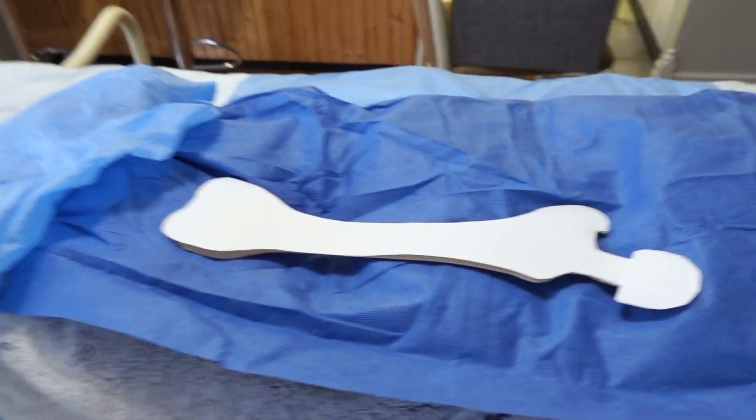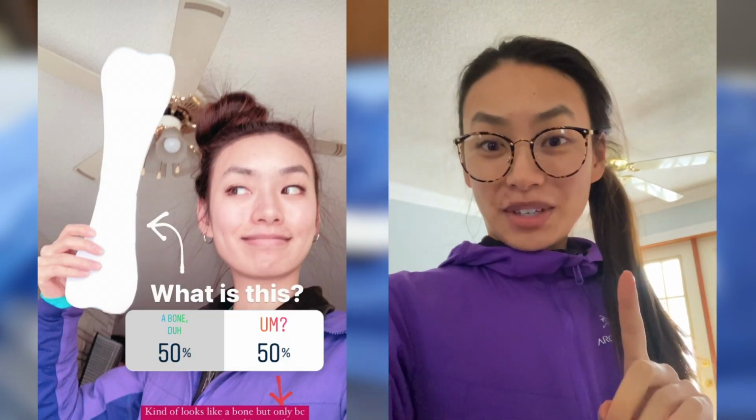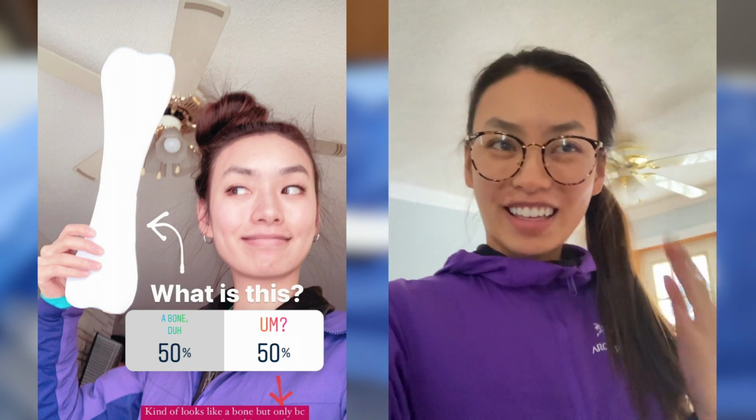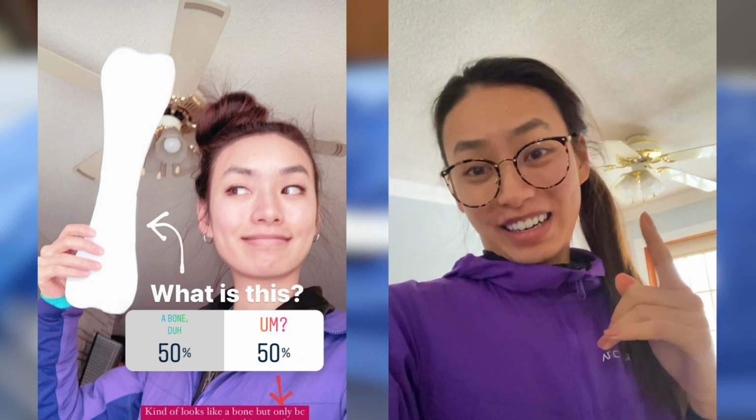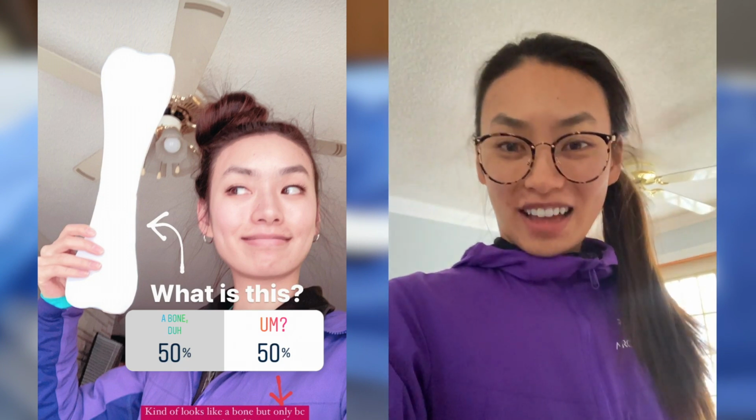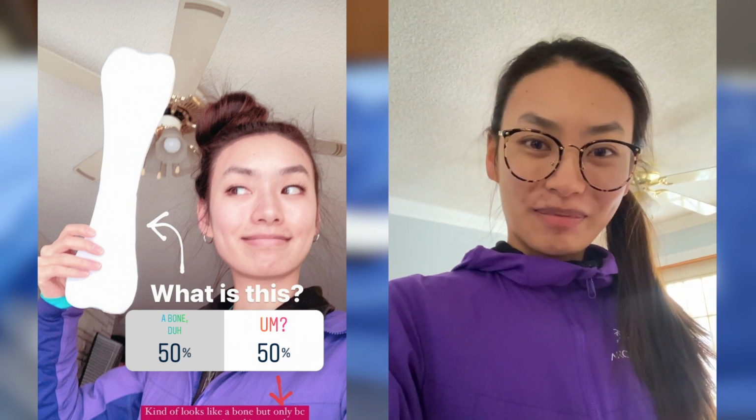I clearly have way too much time on my hands because, you know, I made this bone. Side note about the bone, I posted this to my Instagram story being like, hey guys, what does this look like? And apparently it looked like a maxi pad, which is hilarious. But I'm glad we revised the bone before incorporating it into this video.